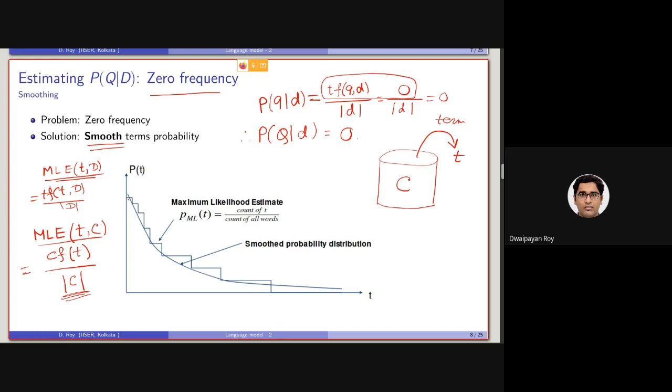So if we plot the terms on the x-axis and the probability of generation of the term T from the document D on the y-axis, this step is basically the MLE of T from D, the maximum likelihood estimate of the term in the document. And if we smooth it, it will be a smoothed one, not like this step.